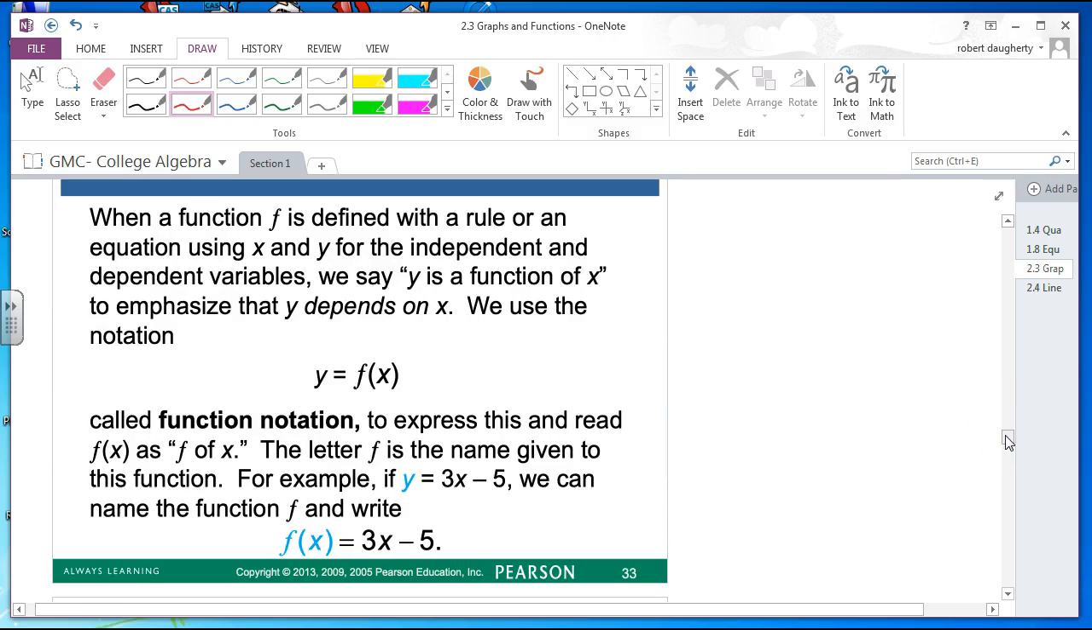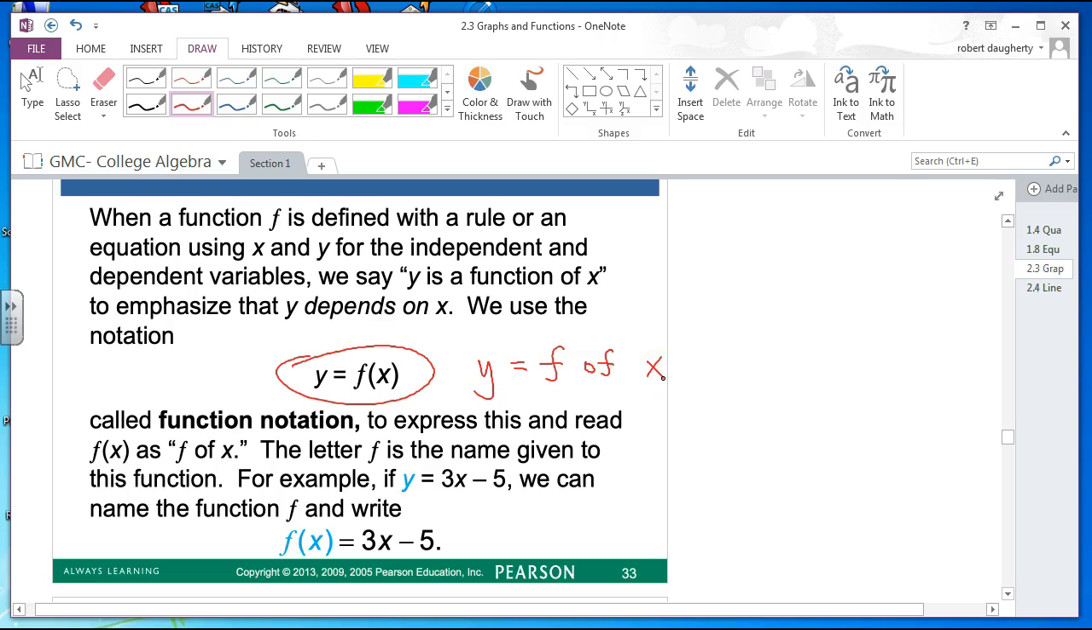Now we need to talk about function notation. Okay, whenever we have a function, that means you've got a rule that when you have an x, you get a certain corresponding value of y. We say that y is a function of x. And this is the way we're going to say this. Y is a function of x. What this means is we'll say y equals f of x.